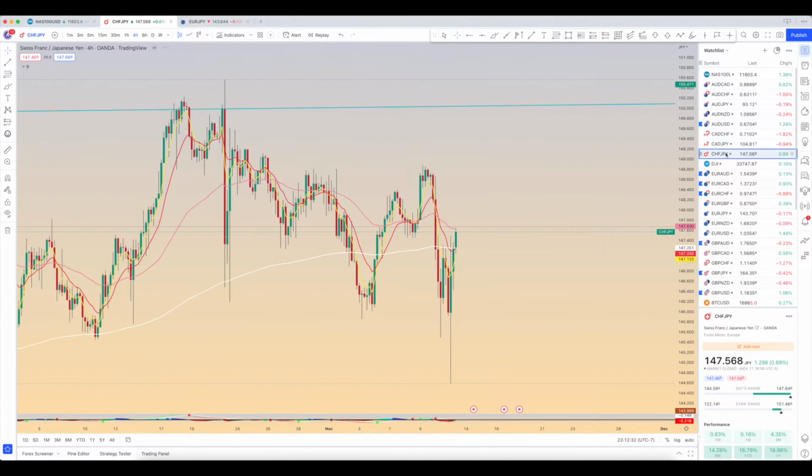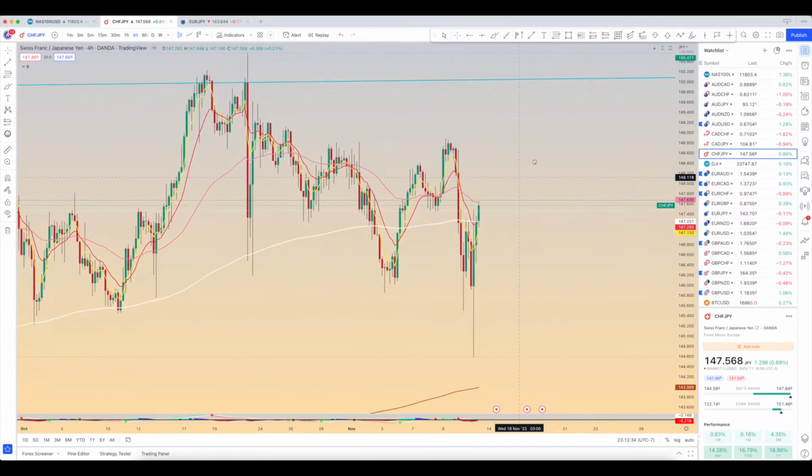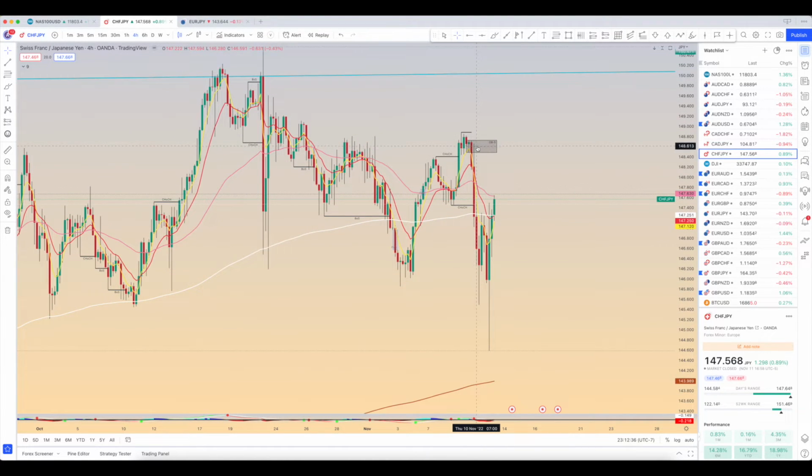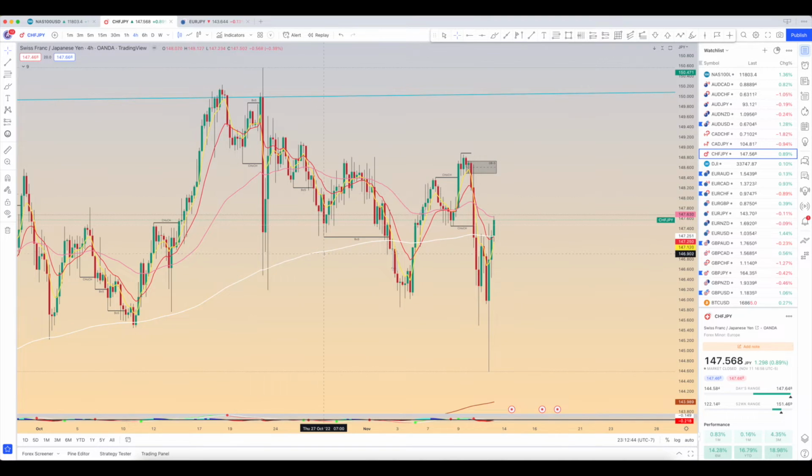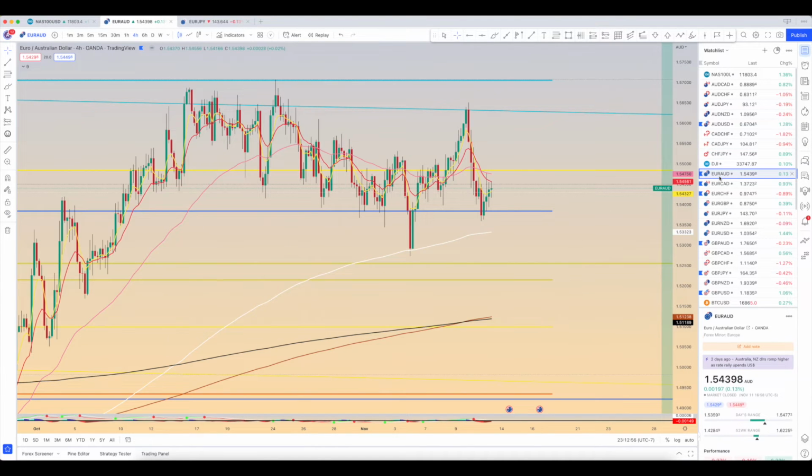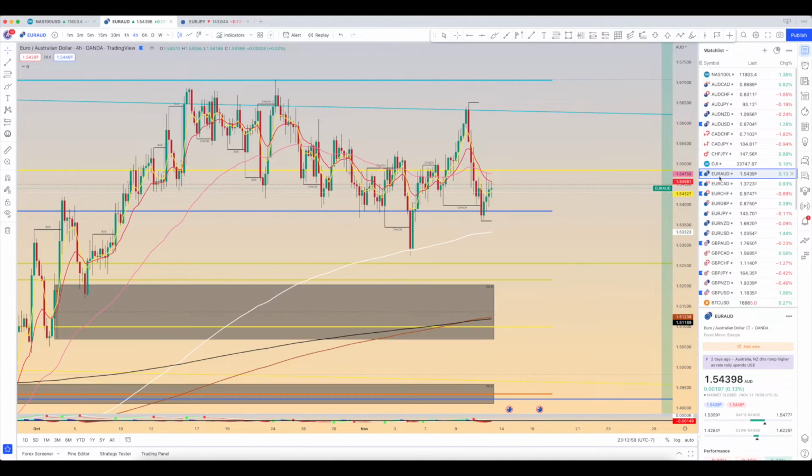Okay, CHF JPY, let's see what we have here as far as structure. So a potential for it to come back here before going lower, but as you see, it's very wicky. I don't like pairs like this. It's super choppy, right? You can see that these are just stop hunts. This is what knocks traders out. So CHF JPY definitely does not have an interest of mine right now.